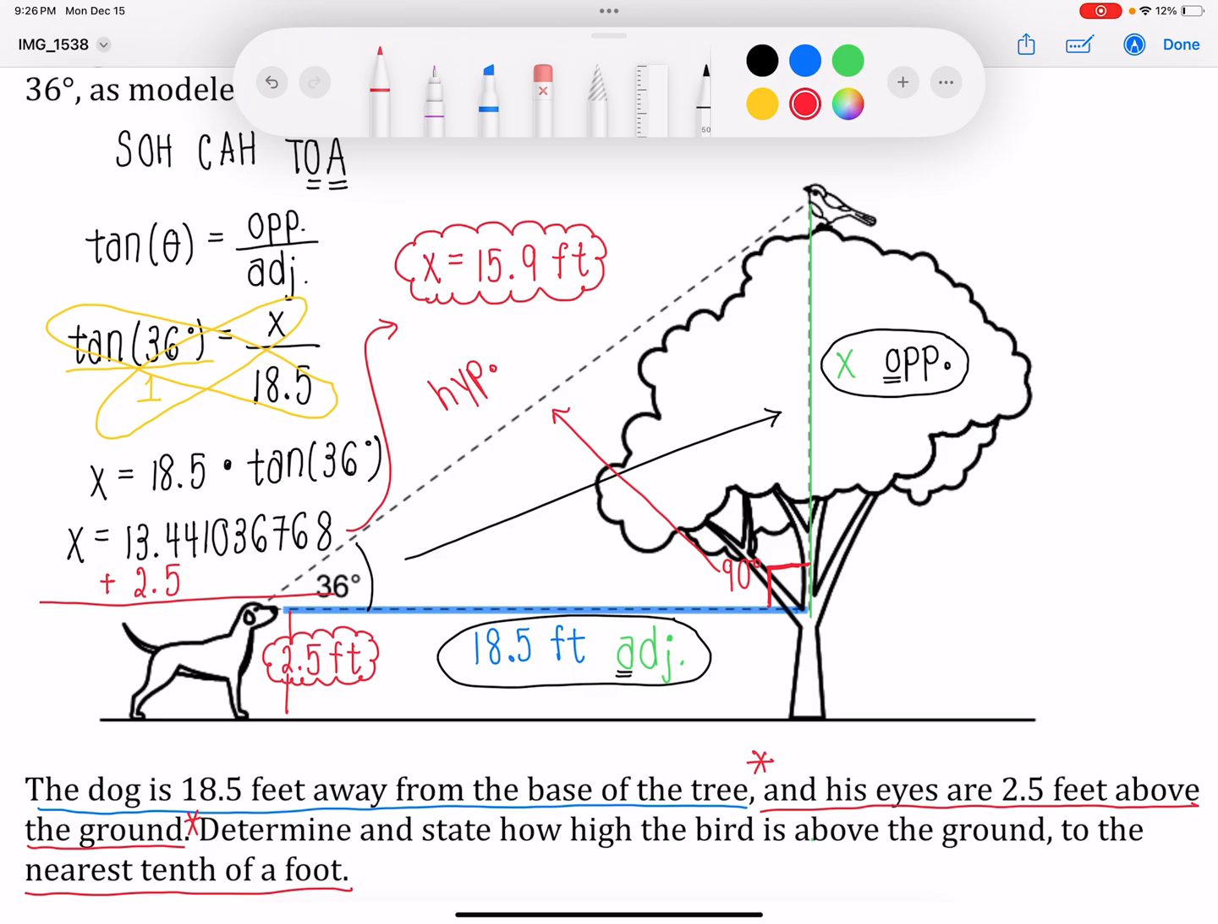And we want to get in the habit of writing a final statement. So we're going to say that the bird is 15.9 feet above the ground.